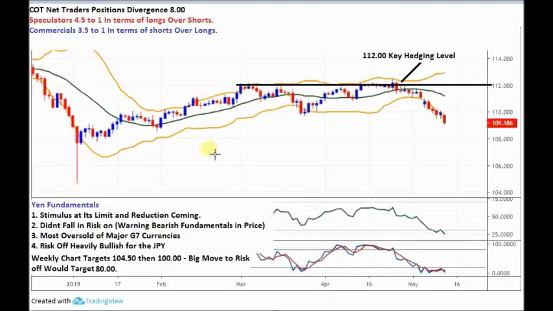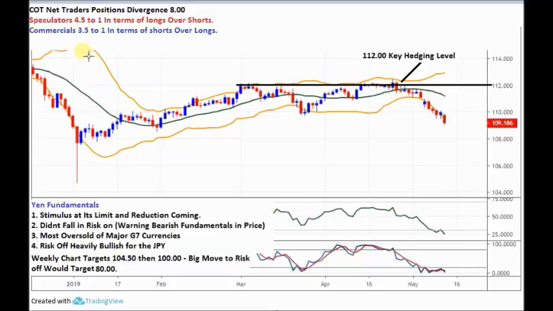For new viewers, our favorite sentiment tool is COT Net Traders Positions, which is released each week by the CFTC. It's totally free. It's a fantastic tool. If you want to learn more about it, just search our video on our channel, COT Indicator. In brief, what we like to do is look at two key groups, speculators and commercials. Commercials are smart money. We want to see the two groups diverge against each other, and if they diverge significantly, we will want to go with the commercials.